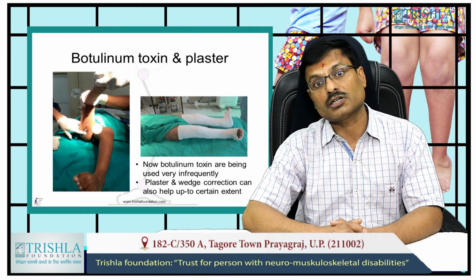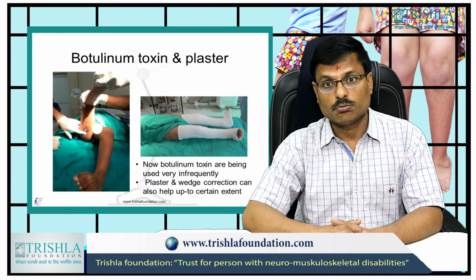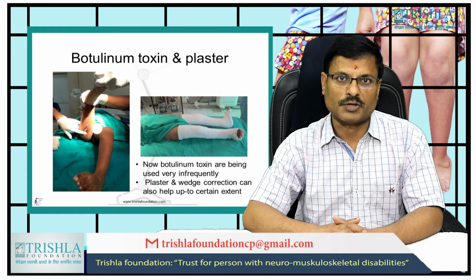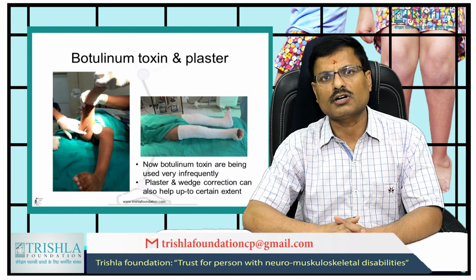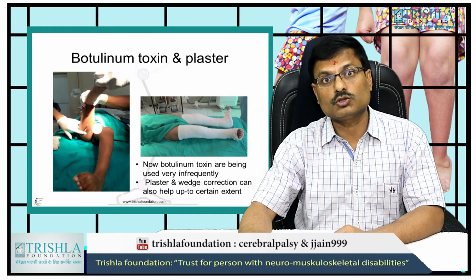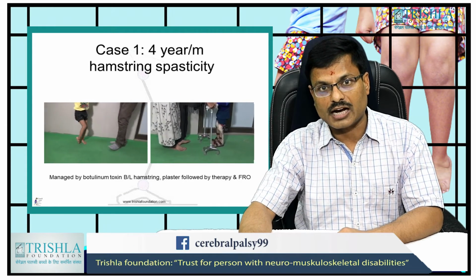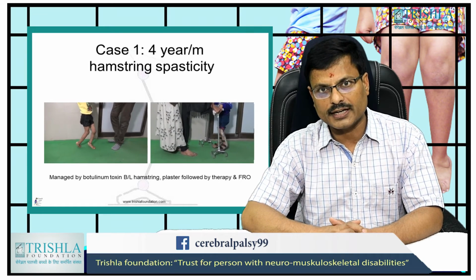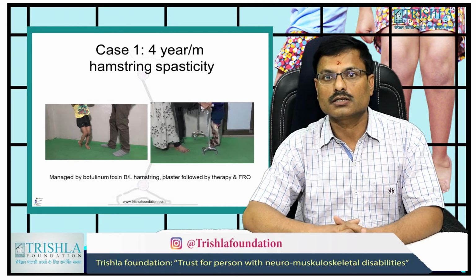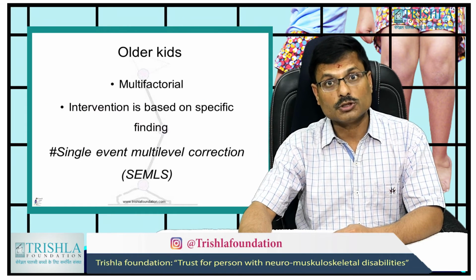Earlier, we used to give botulinum toxin and plaster application, but now we rarely use botulinum toxin. But plaster and wedge correction is very helpful to correct this spasticity, and to some extent, if there is contracture of the hamstring muscle, that can be used. In rare cases, we now also use botulinum toxin, but very rarely. In this slide, you can see one child who is walking with a jump knee gait. This knee was flexed. After giving botulinum toxin, plaster and FRO, he is able to walk straight without any knee bending.